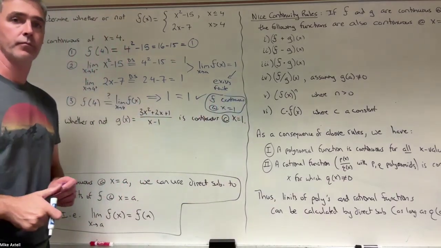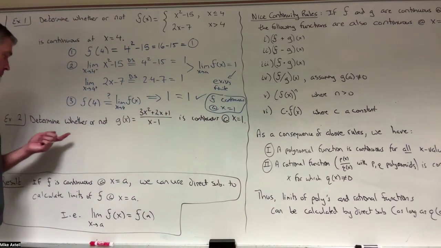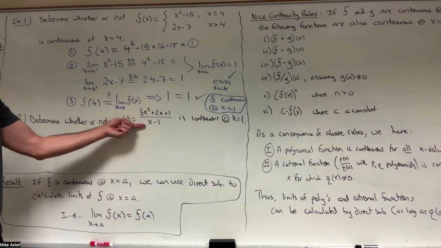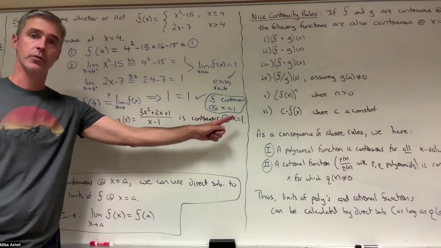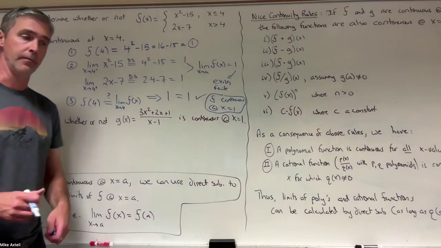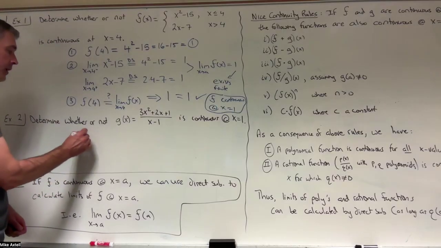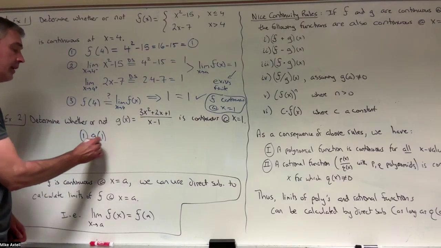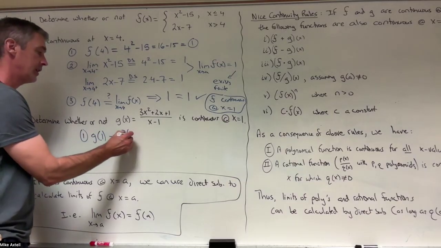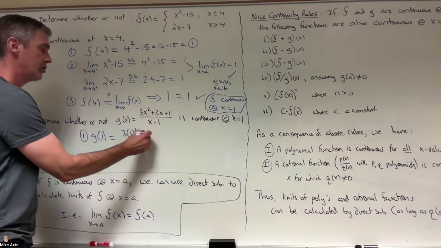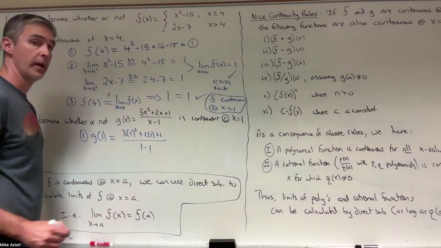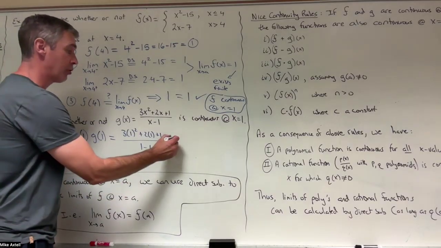Okay. All right. Example 2: determine whether or not this rational function, one polynomial divided by another, is continuous at x equals 1. I'm going to proceed with the checklist again. Step one, let's make sure g of 1 exists. So I'm going to plug in x equals 1: 3 times 1 squared, minus 2 times 1, plus 1, all over 1 minus 1. So I see a problem.